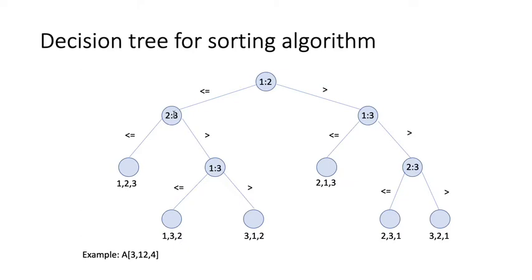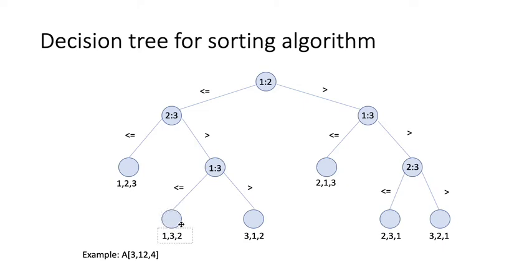On reaching here, we are comparing the second and third element, which is 12 and 4. Now 12 is definitely greater than 4, so we'll take this right subtree branch and we'll reach this node. Here we are comparing the first and third element, that is 3 and 4. So 3 is less than or equal to 4. So we'll take this branch and we'll finally arrive here. So this is the leaf node.